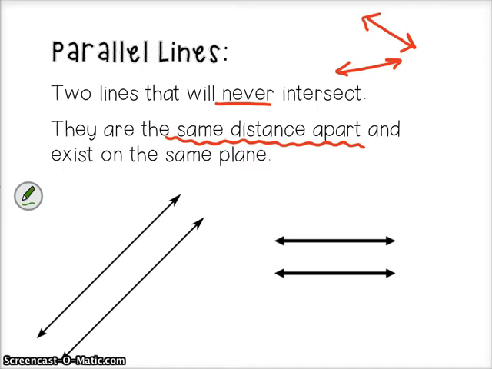Take a look at these lines. They're far away there and close together here. That's how I know they're going to intersect. Instead, the lines down here are the same distance apart. Those two lines are the same size. Same here. They might not be straight up and down or straight left to right, but they are the same distance apart. The last thing is that they exist on the same plane.